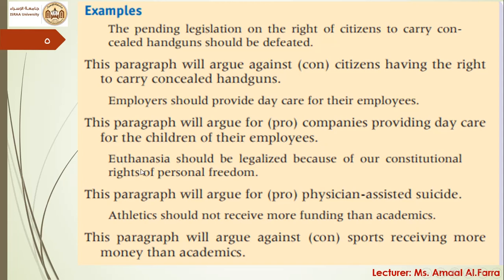A third example: euthanasia should be legalized because of our constitutional rights of personal freedom. We have here should be. What does it mean? It means for, or pro. This paragraph will argue for physician-assisted suicide. The last example: athletics should not receive more funding than academics. This paragraph will argue against, con, because we have not here, sports receiving more money than academics.